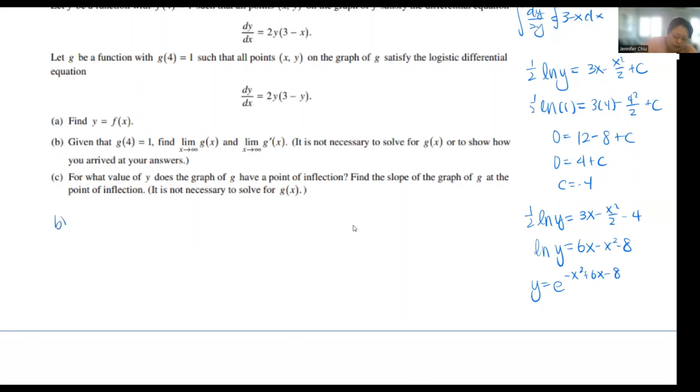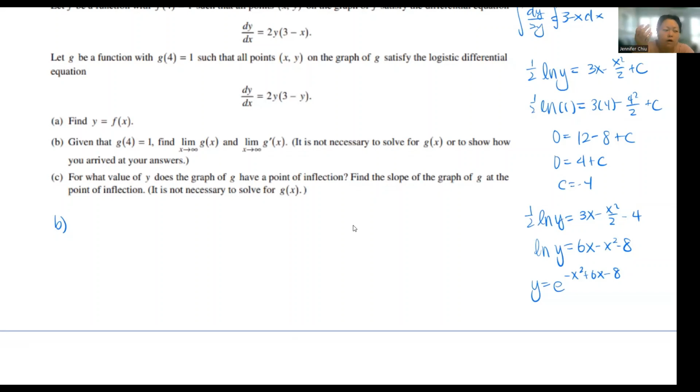Part B says that given g(4) = 1, find the limit as x approaches infinity of g(x) and the limit as x approaches infinity of g'(x). Note it says it is not necessary to solve for g(x) or to show how you arrived at your answer. So that's a clue that there's a shortcut. You don't actually have to do separation of variables. You can notice that there is the y and 3 - y. Because there are two y's there, this is a logistic equation, and solving it is a lot of work.